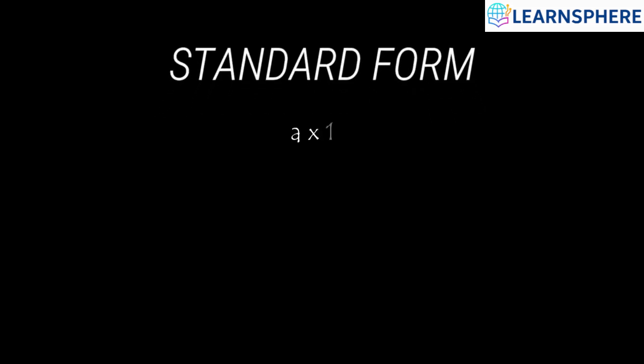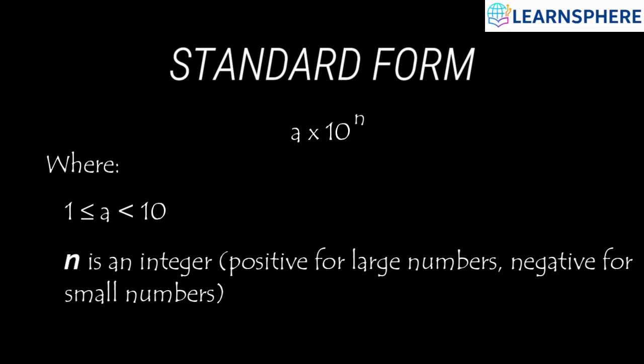A number in standard form looks like a times 10 to the power of n, where a is a value that is more than or equal to 1 and less than 10, and n is an integer where it can be a positive or a negative number. Let's go on to a few examples.